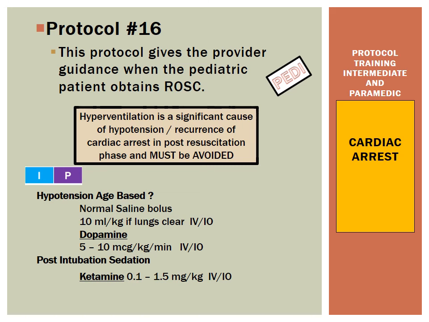And once again, if our patient has a return of spontaneous circulation, our I&P level providers will look at their blood pressure. And remember, hypotension is age-based. So normal saline boluses at 10 milliliters per kilogram if the lungs are clear, IV-IO, and dopamine 5 to 10 micrograms per kg per minute, IV-IO. And again, to review, the ketamine dose for post-intubation sedation is 0.1 to 1.5 milligrams per kilogram IV-IO.